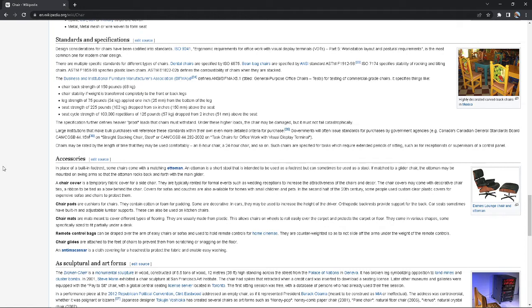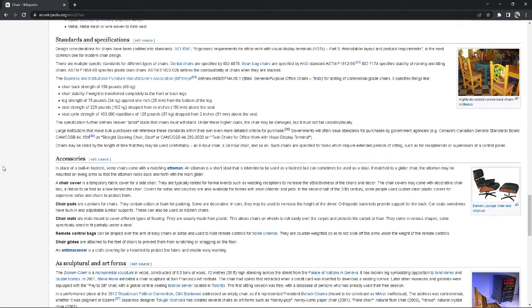Seat strength of 225 pounds, 102 kilograms, dropped from 6 inches, 150 millimeters above the seat. Seat cycle strength of 1,000 repetitions of 125 pounds, 57 kilograms, dropped from 2 inches, 51 millimeters above the seat. The specification further defines heavier proof loads that chairs must withstand. Under these higher loads, the chair may be damaged, but it must not fail catastrophically. Large institutions that make bulk purchases will reference these standards within their own even more detailed criteria for purchase.